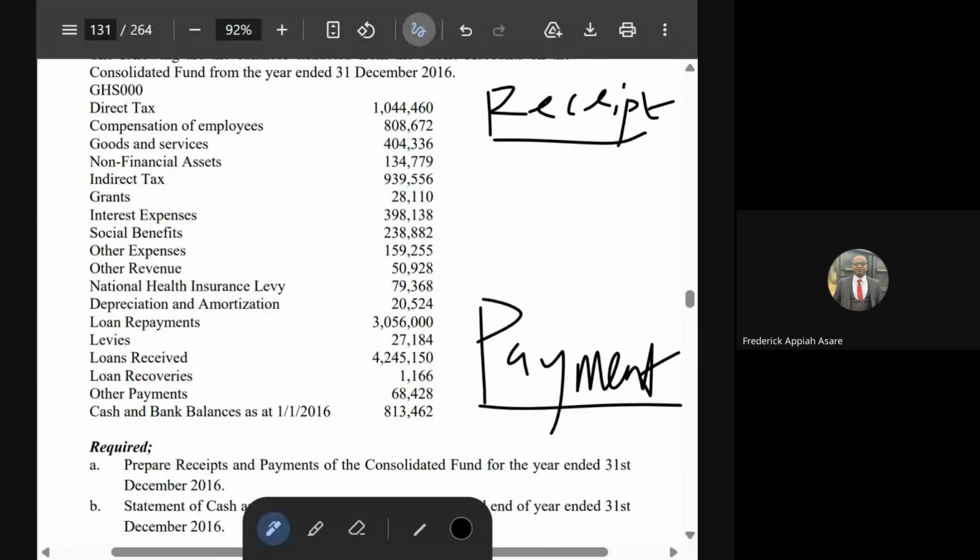So under the receipt, direct tax will go to receipt. Compensation of employees will go to payment. Goods and services will go to payment.